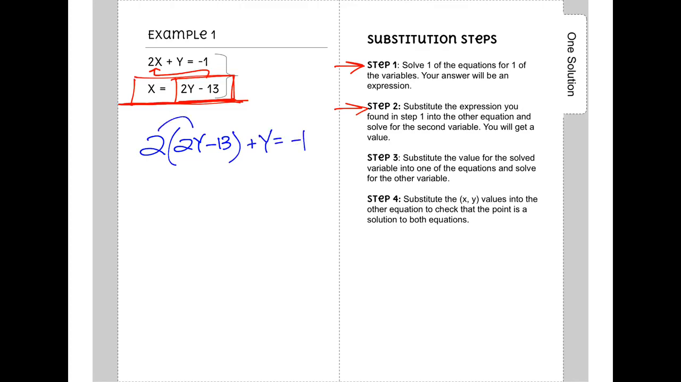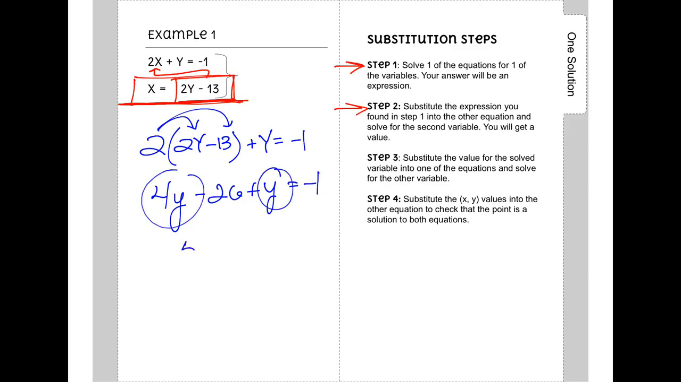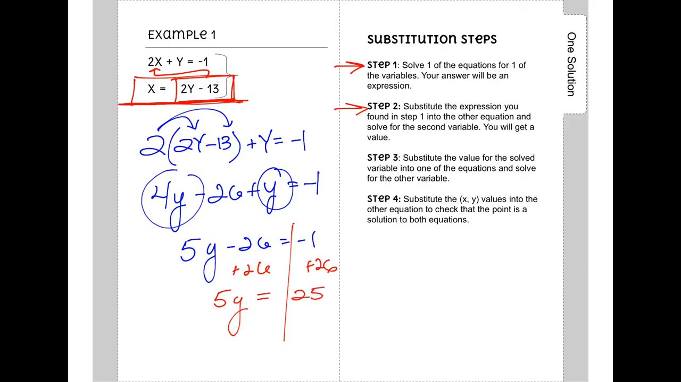Okay, so let's do our distribution here. That'll give us 4y minus 26 plus y equals negative 1. So that's 1y and 4y will give us 5y minus 26 equals negative 1. Let's add 26 to both sides. That's going to give us 5y equals 25. Divide both sides by 5. And that gives us y equals 5. So I'm beginning to develop my solution. So I'm going to make a little ordered pair up here, and I know that my y value is 5.